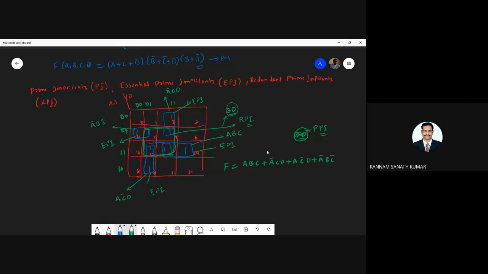And next, selective prime implicants. So what are the selective prime implicants? A prime implicant which is neither an essential prime implicant nor a redundant prime implicant we call a selective prime implicant.